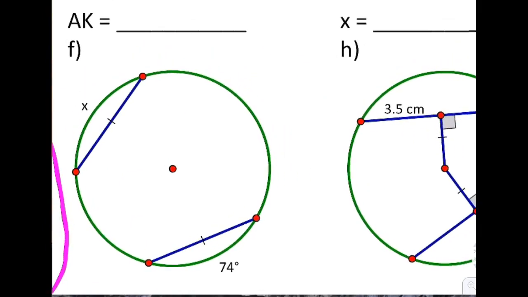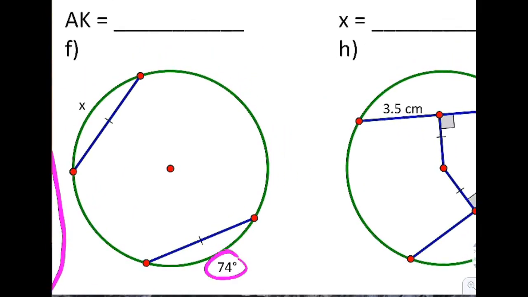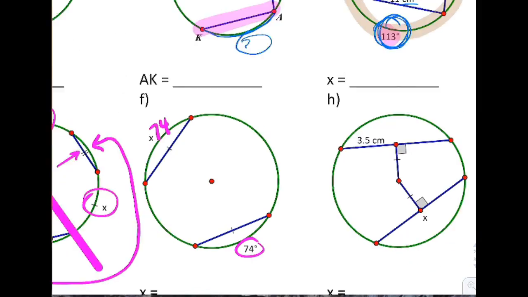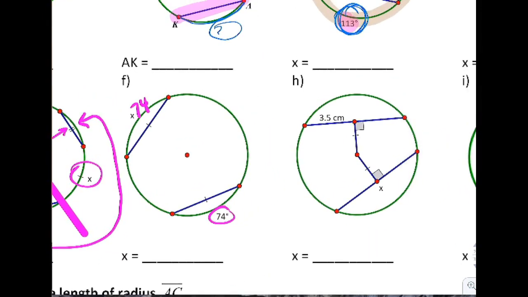Okay, the next one. If this is 74 and the two arcs are the same, then that's 74 as well. That's all there is to that one.